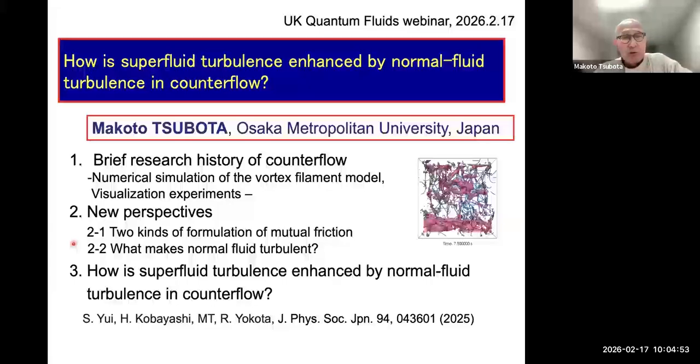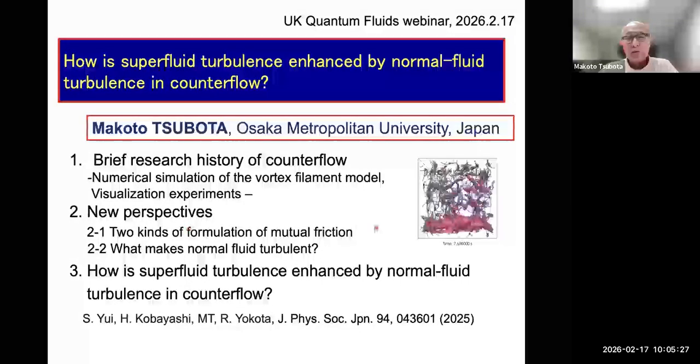Today I'm talking about the topics of counterflow turbulence. My talk is divided into three parts. The first is a brief research history of counterflow. The second, I'll discuss some new perspectives, especially focusing on the two kinds of formulation, the mutual friction and what makes normal fluid turbulence. The third part is my main theme. I'll discuss how superfluid turbulence is enhanced by normal fluid turbulence in counterflow. This is a typical numerical simulation which appears later.